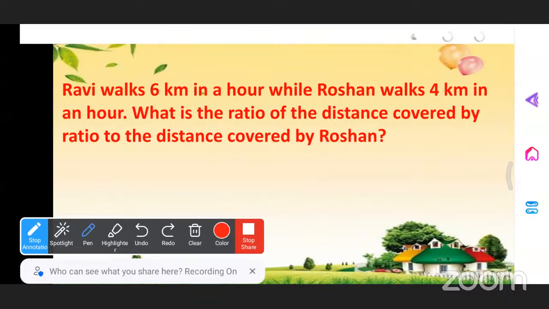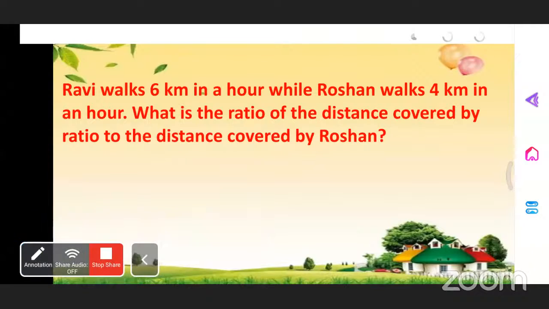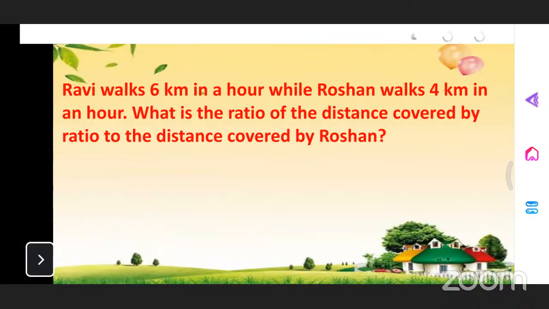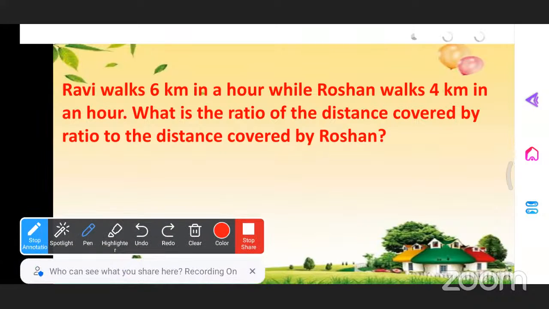Okay. Now I read the question. Ravi walks 6 kilometers in an hour, while Roshan walks 4 kilometers in an hour. What is the ratio of the distance covered by Ravi to the distance covered by Roshan here? Okay, Kana. First we take the distance covered by Ravi, and then covered by Roshan. Okay, Kana?